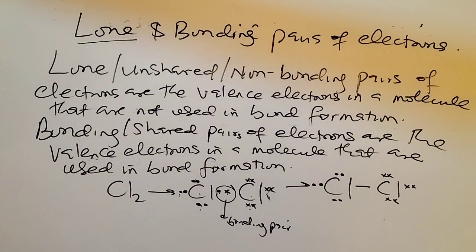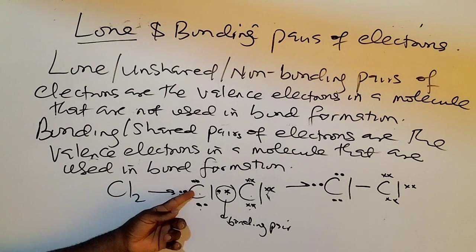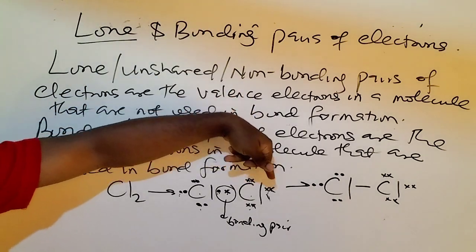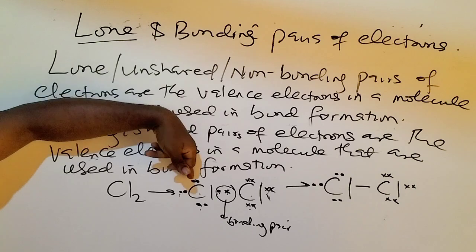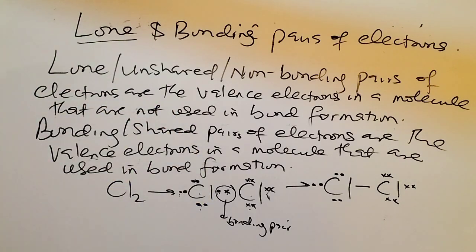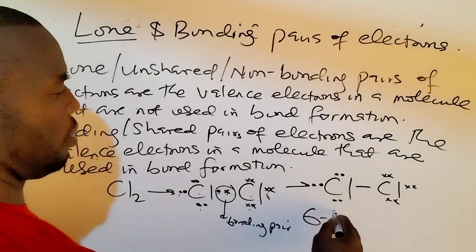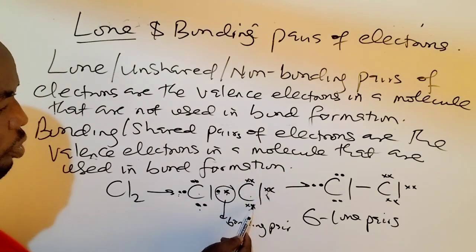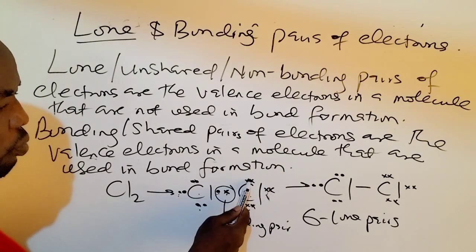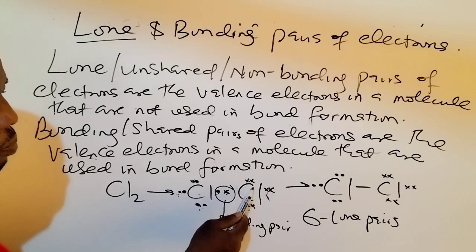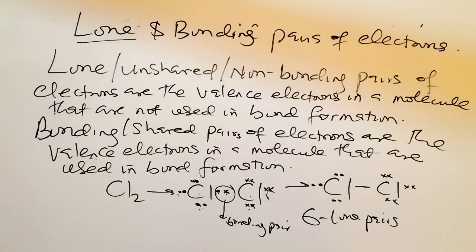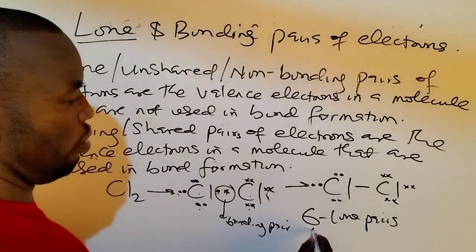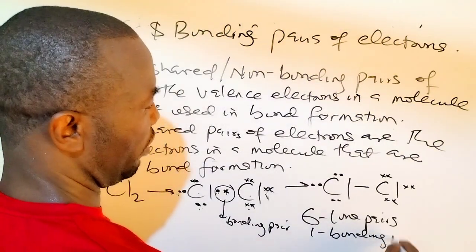So if I should count how many lone pairs are in the chlorine molecule, you have two atoms in the molecule. A pair means two. 1, 2, 3, 4, 5, 6. So the chlorine molecule possesses 6 lone pairs. I repeat, those electrons on each atom not used in forming a bond are called the lone pairs. 6 lone pairs means 12 electrons. Then how many bonding pairs are in the chlorine molecule? This is a pair shared in between. We have 1 bonding pair in the chlorine molecule.